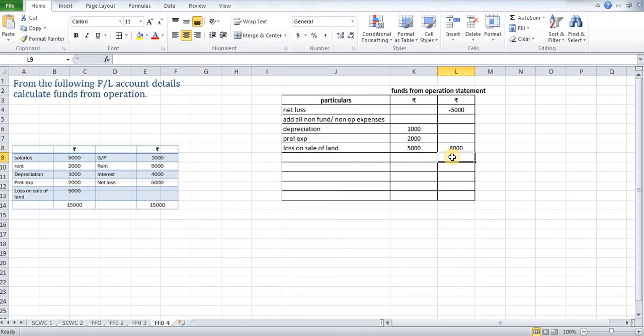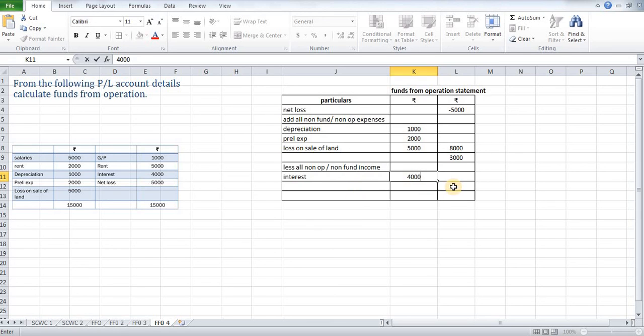This value is added to the net loss. So it will be minus 5000 plus 8000. So we will get 3000. Now we have to less all non-fund or non-operating income. So there is only one non-fund or non-operating income, that is interest. The value is 4000.